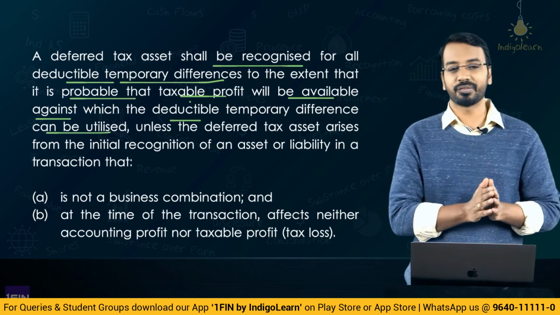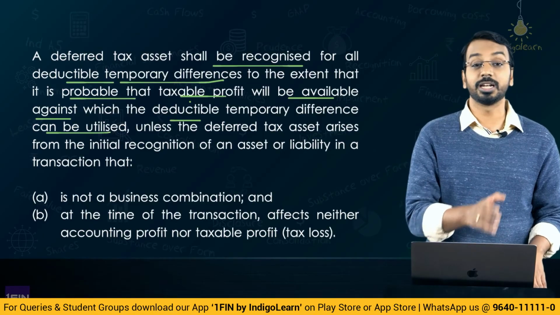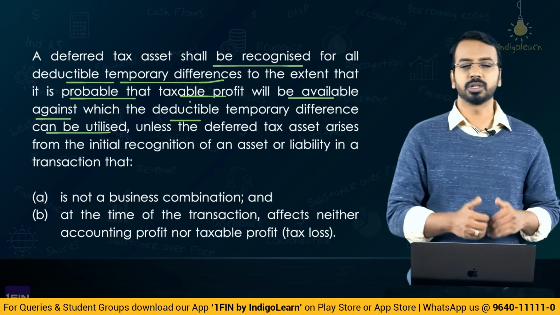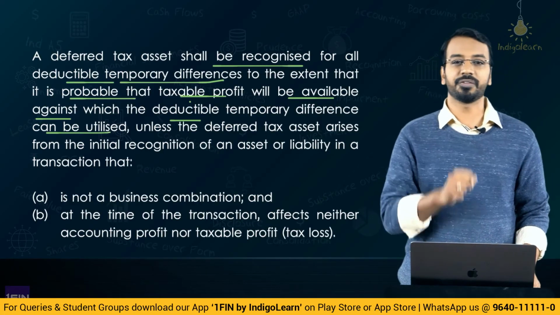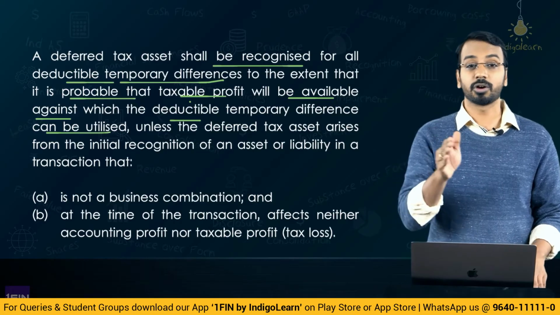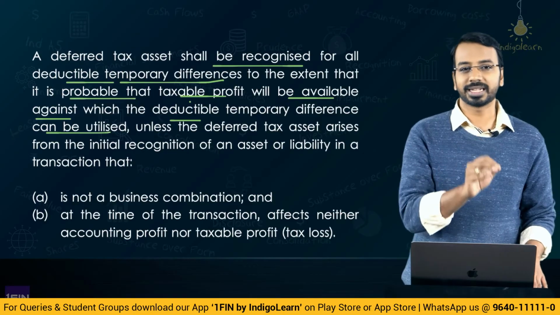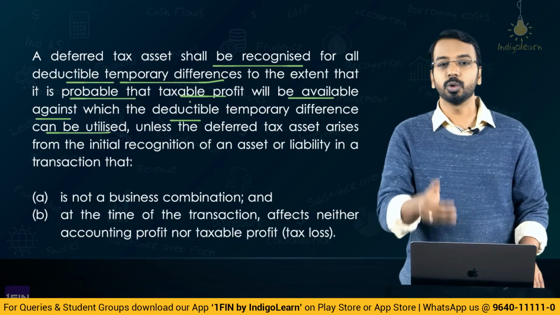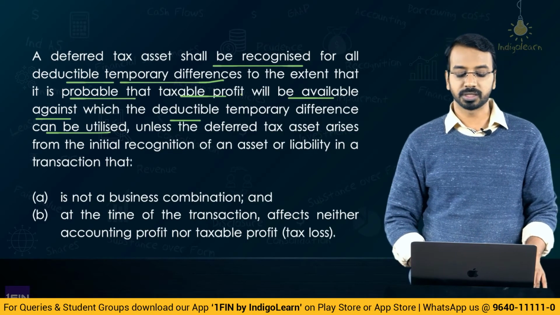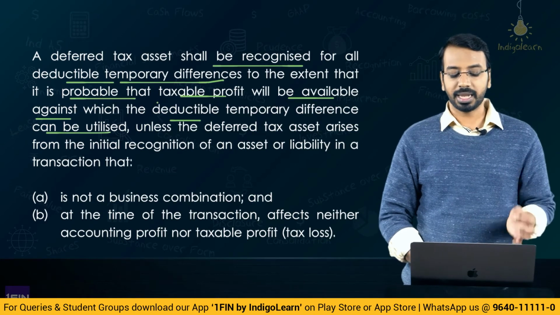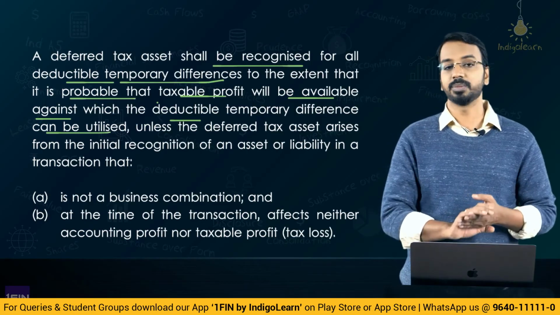Now, this deductible temporary difference can create a deferred tax asset only when it is probable that in the future there will be taxable profits. If there are no profits in the future, then where is the question of creating a deferred tax asset? Or let us say we are creating a deferred tax asset because of carry forward of losses. Even for that, it must be probable that in the future there will be taxable profit against which we will be able to offset these losses. So, a deferred tax asset shall be recognized for all deductible temporary differences to the extent that it is probable that taxable profit will be available against which these deductible temporary differences can be utilized.